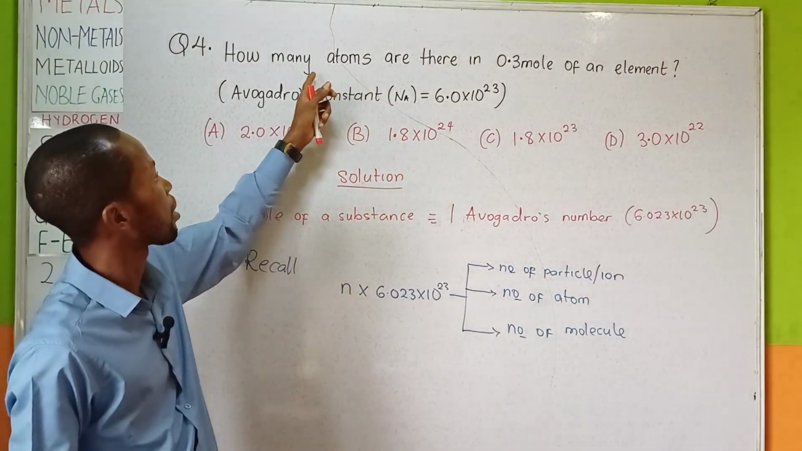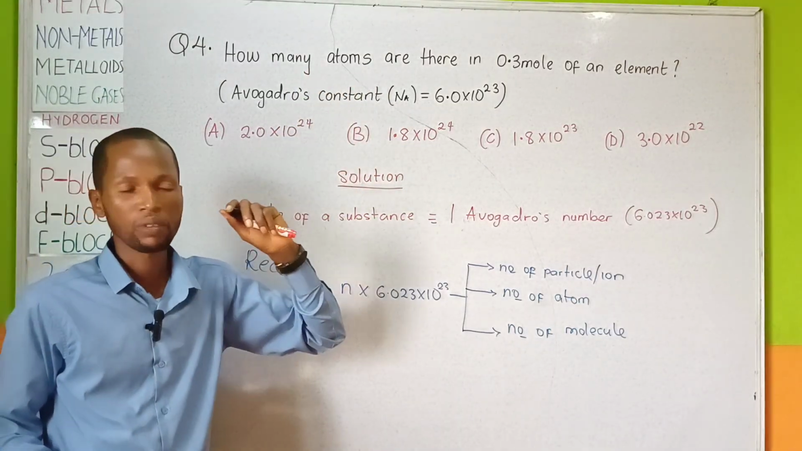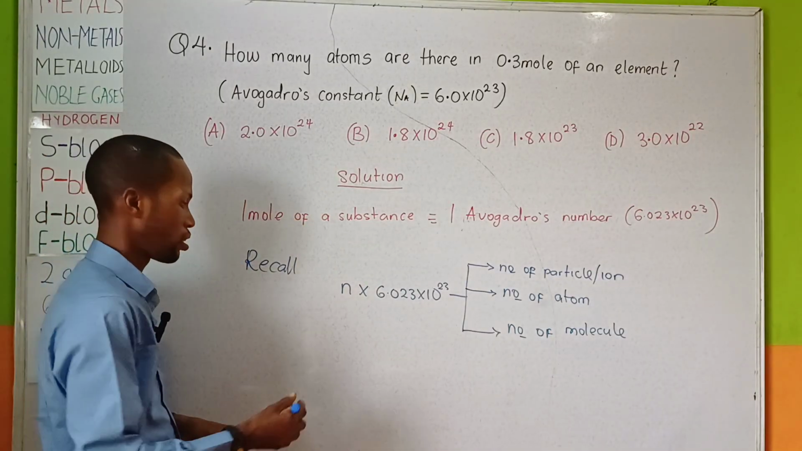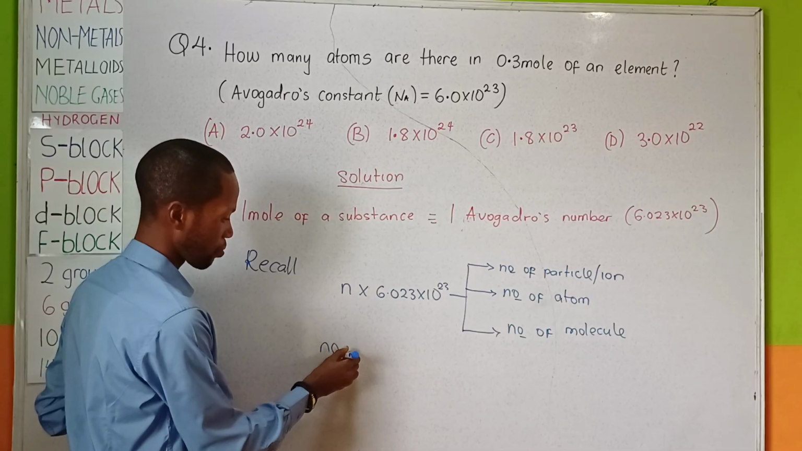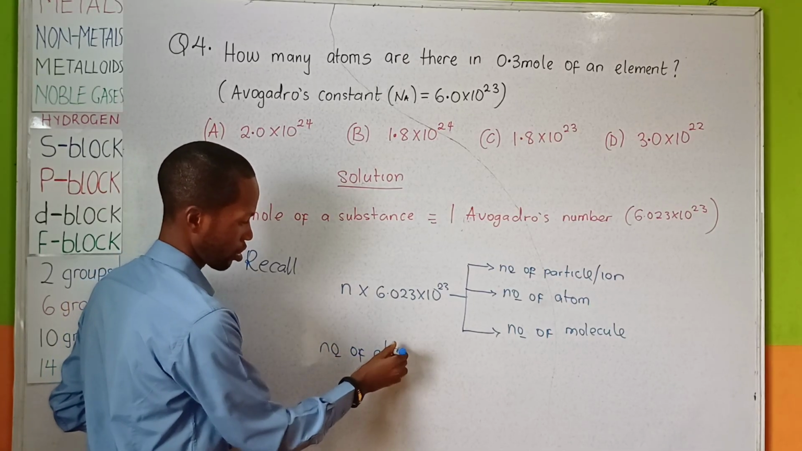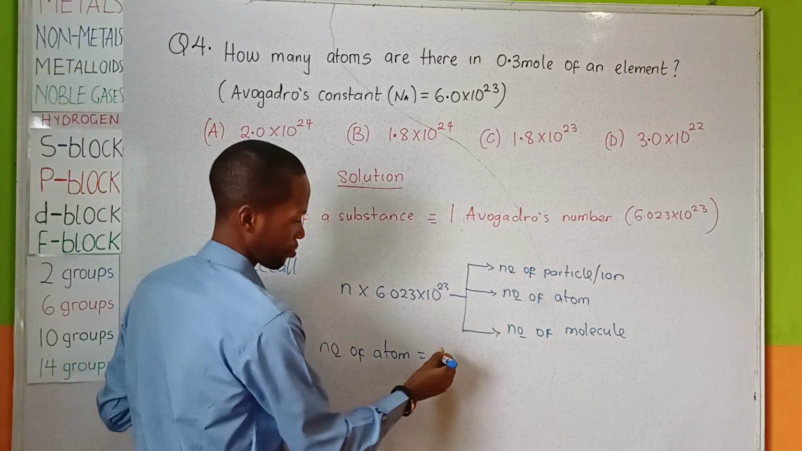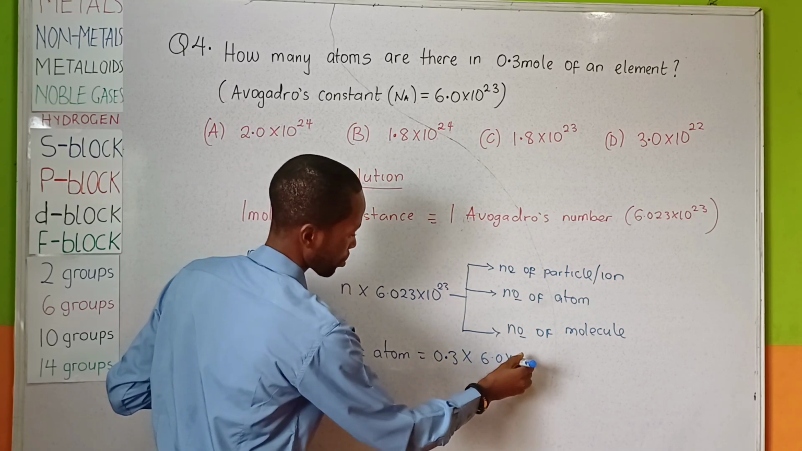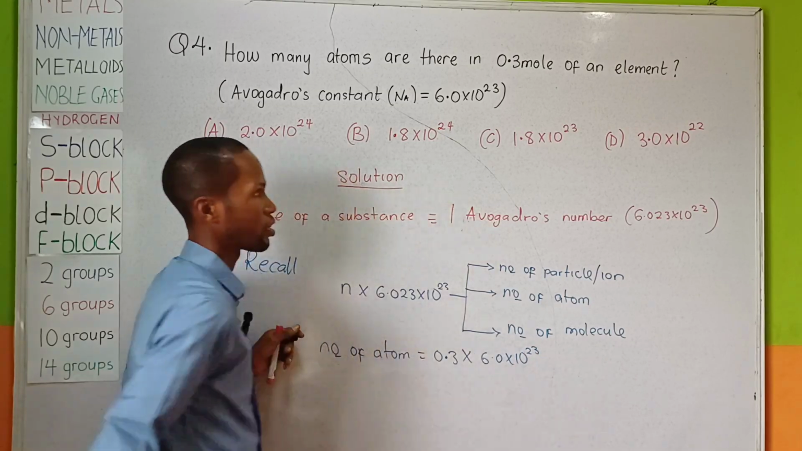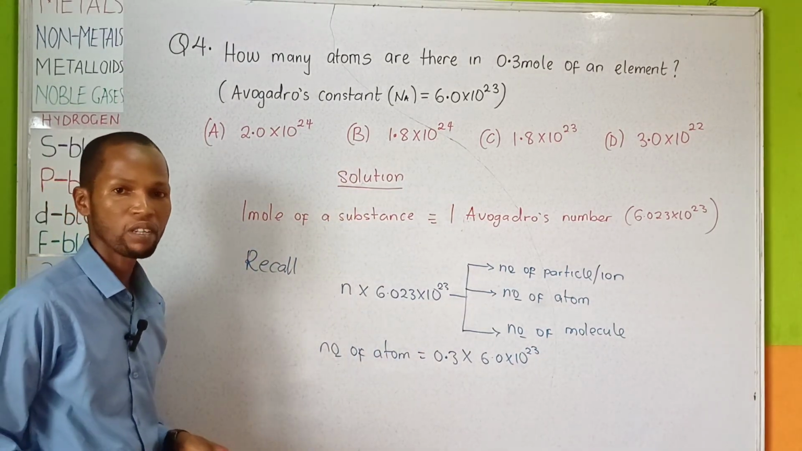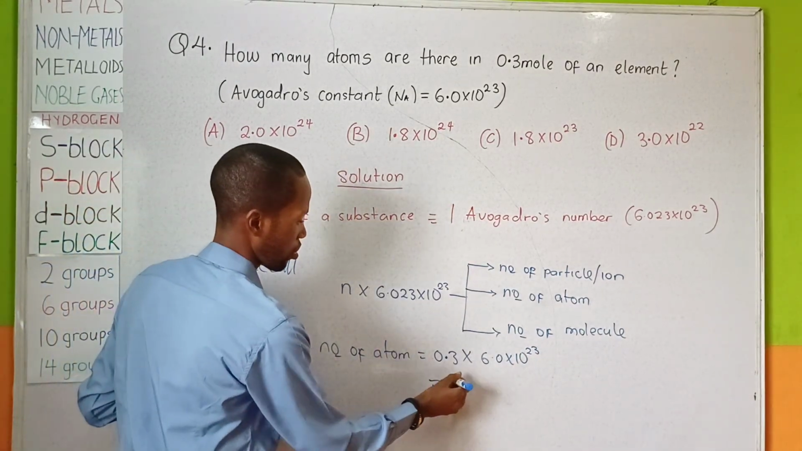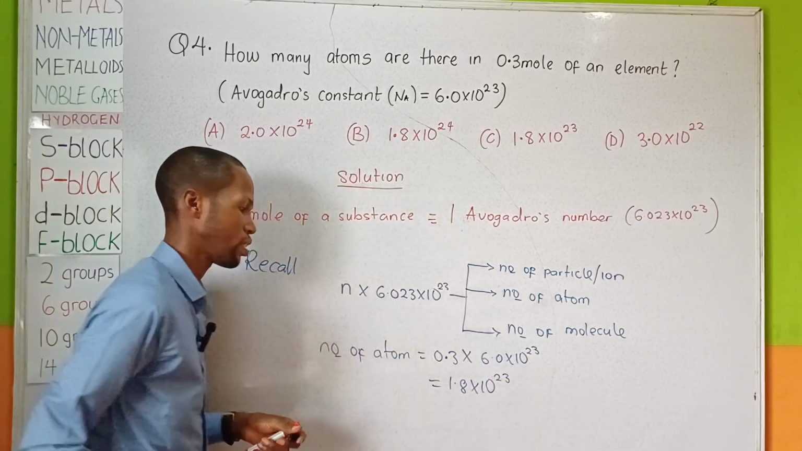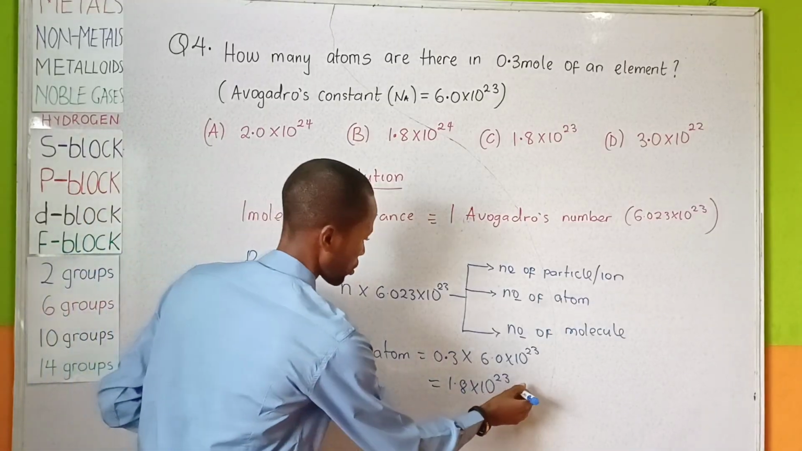So right here we have to determine the number of atoms. So how many atoms are in 0.3 moles of an element? Therefore, number of atom equals 0.3 times 6.0 times 10 raised to the power 23. Okay? So if you press your calculator, we are going to have 1.8 times 10 raised to the power 23. Okay? Atoms.